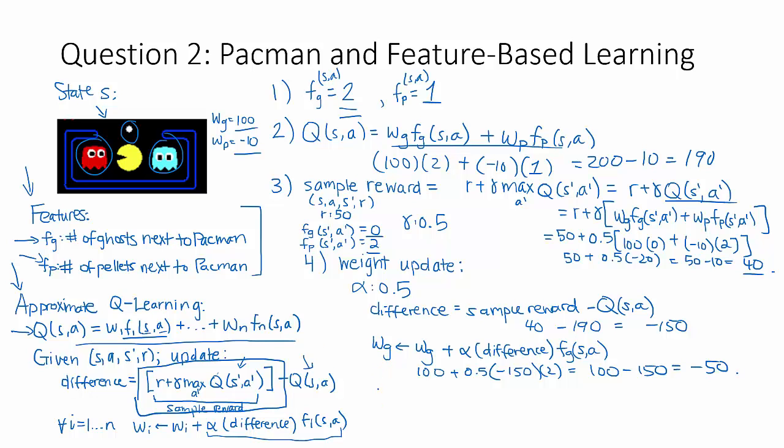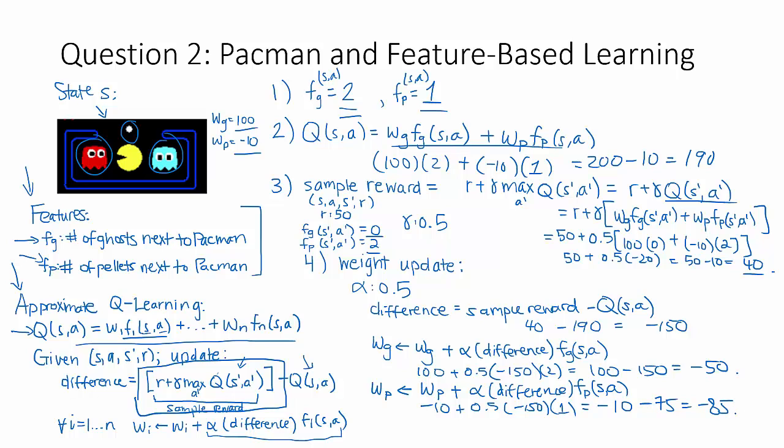We can do the same thing for the pellet feature, so W sub p set to W sub p plus alpha times the difference times the feature value of the pellet of the state action pair. The original value for the pellet weight is negative 10, alpha is 0.5, our difference term is negative 150, and the feature value for the pellet is 1. And so simplifying this, we have negative 10 minus 75, that's equal to negative 85. And we're done with the weight update. Notice that the weight of the ghosts here is now negative, which makes sense since we want to avoid the ghosts. The weight on the food pellets has become more negative, but at least the difference between the two is much lower now.